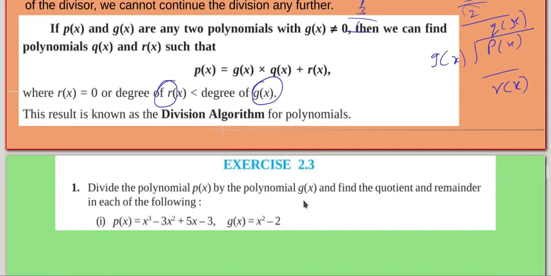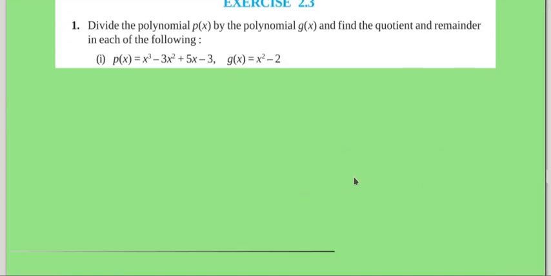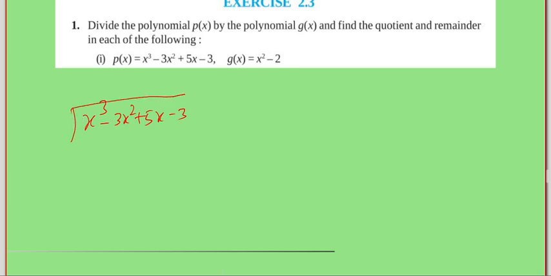Let me look at one of the divisions. So here p of x we are dividing by g of x. Divide the polynomial p of x by the polynomial g of x and find the quotient and remainder in each of the following. Let me divide these polynomials. x cube minus 3x square plus 5x minus 3 we are dividing by x square minus 2. So let me divide now.